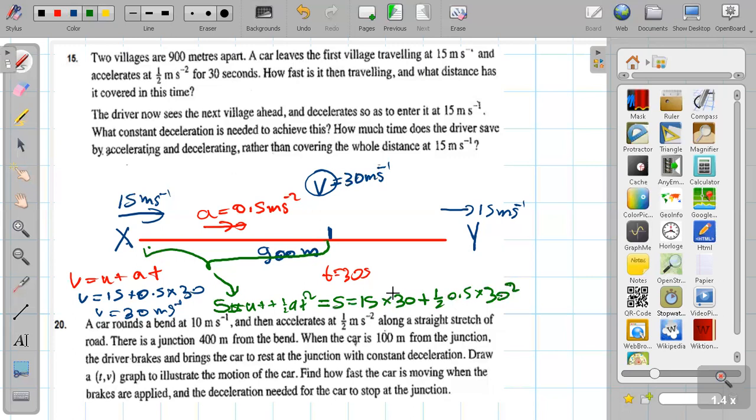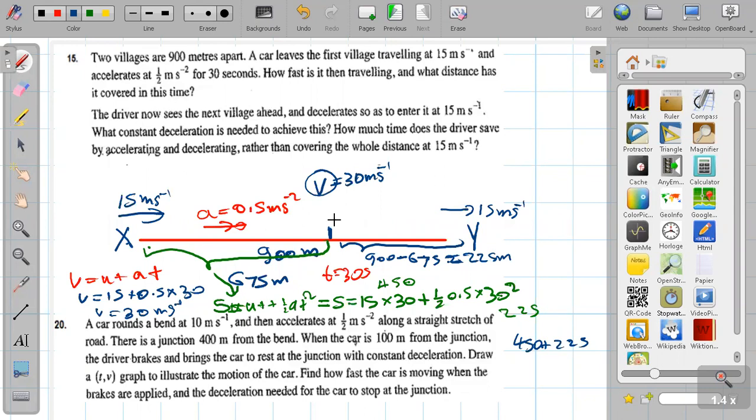So it's going to be 15 times 30, which is 450, and 900 divided by 2 is 450 again, half of that is 225. So the total displacement here is going to be 450 plus 225, that means 675 meters covered. The last part is the remaining distance. It's 900 meters now, so 900 minus 675. When you subtract, it's going to be 225 meters, right?